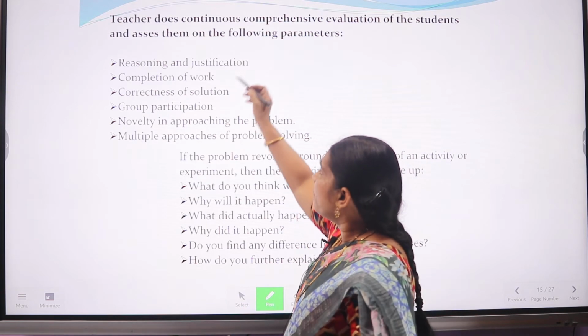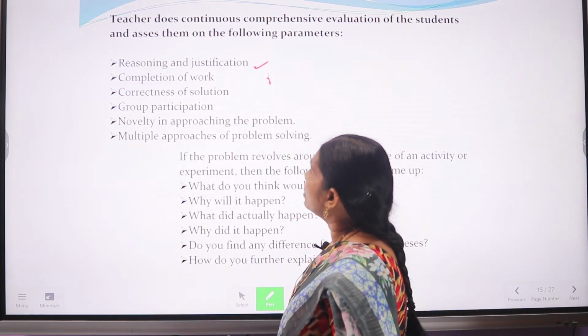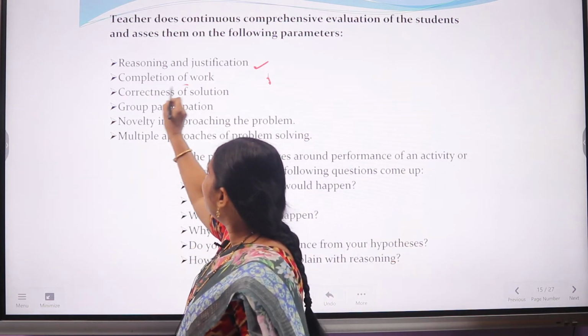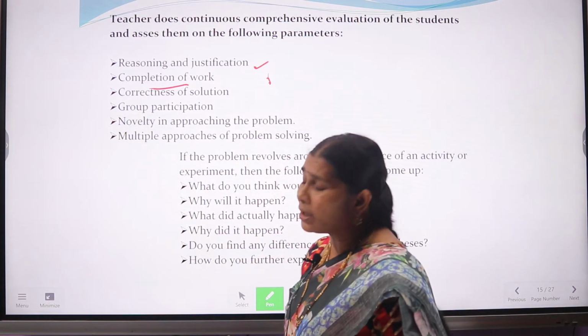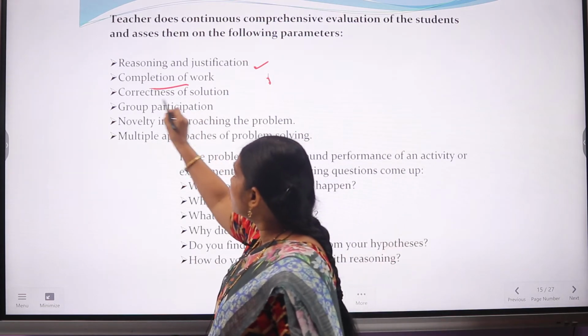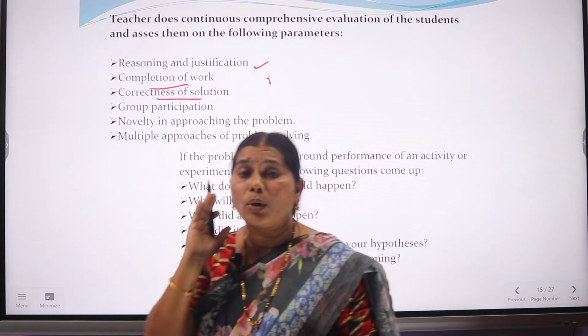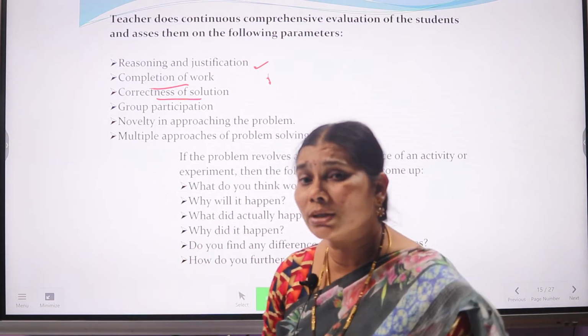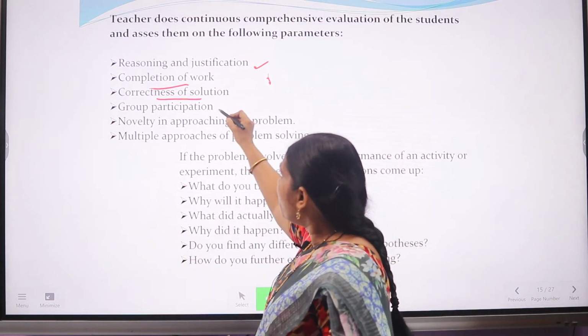The first one is reasoning and justification. Then the second one is how much they are able to complete the work. Completion of the work is the next one. Then the third one is correctness of the solution, whether the correct points are being identified and presented by my students. Then the next one is group participation.